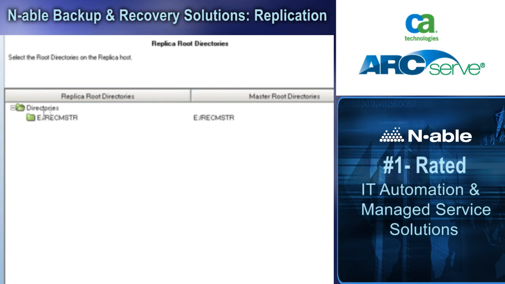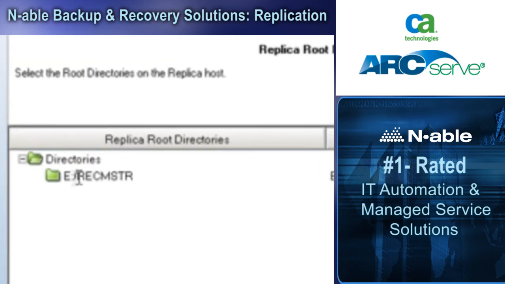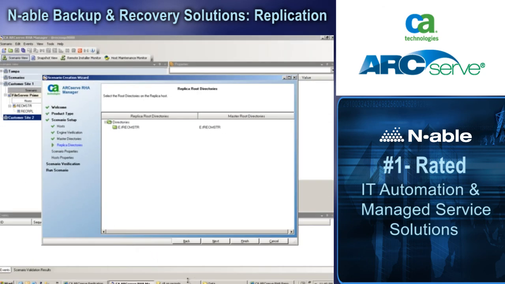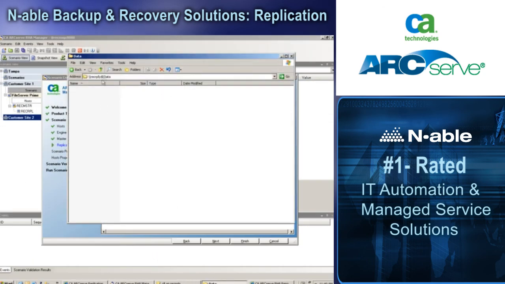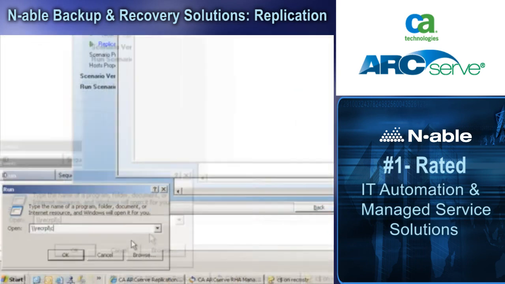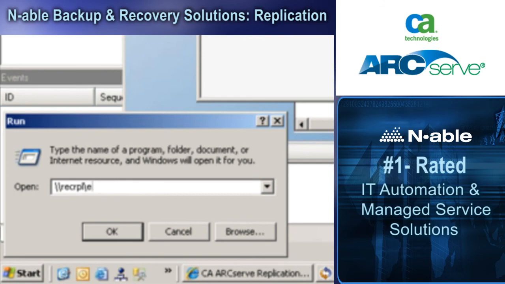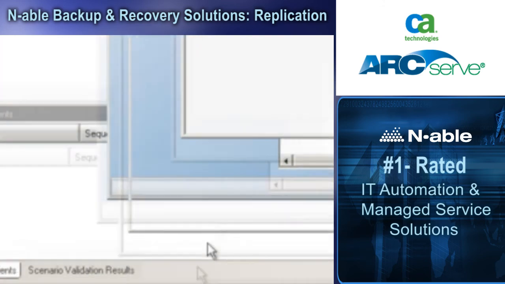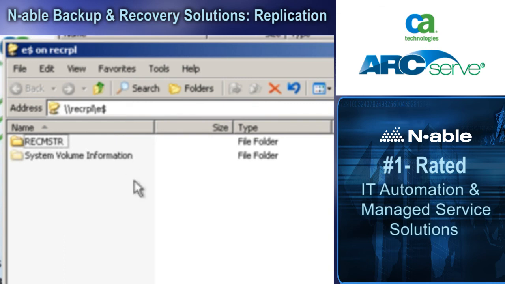Now we could alter the destination on the replica, so that I could replicate this data into a different folder on the replica if I so choose. I will leave it at the defaults here for my environment. I have created an E drive off of my replica machine. Let's see, did I map out to that? Yes. So as we click run here and go to my E drive on my replica, we'll see that I have already kind of pre-staged that data there.